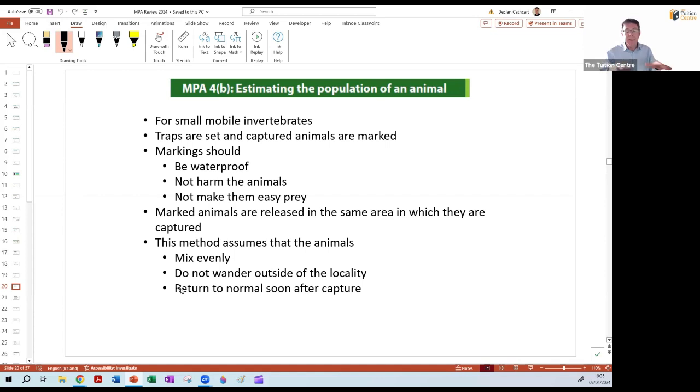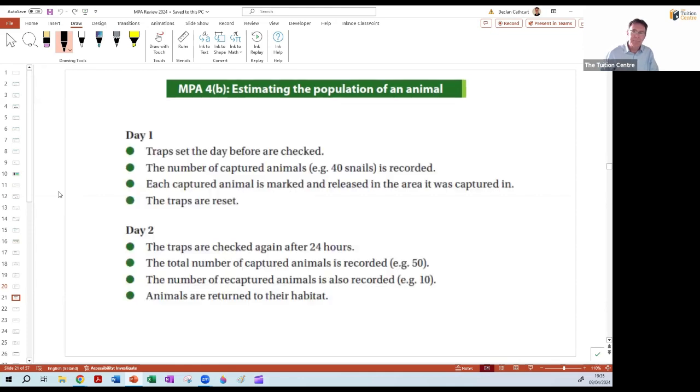Once you mark them, you release them, not right beside the pitfall trap. You don't want them to just go straight back in the pitfall trap, but somewhere not too far away at the same time. And you want to make sure that they're mixed evenly around the habitat again, and that they're going to go back to normal as soon as possible. So no stress, no trauma for the snails. Okay. Day 2, you come back and there's a load of snails.